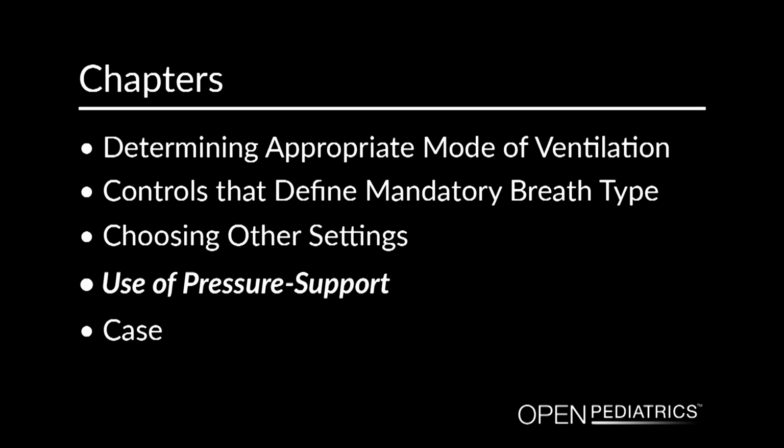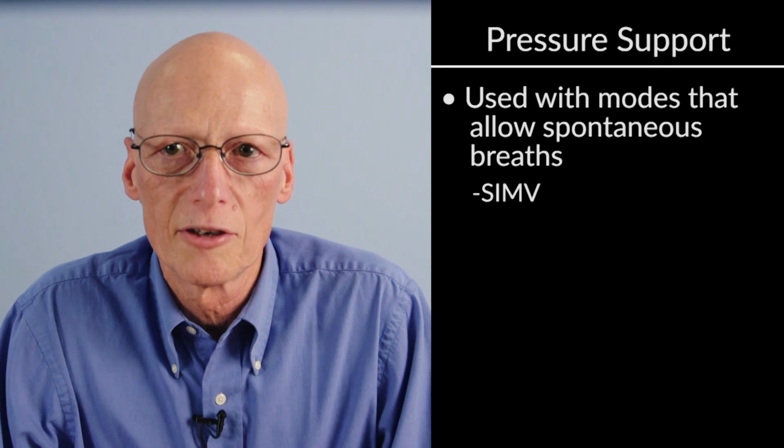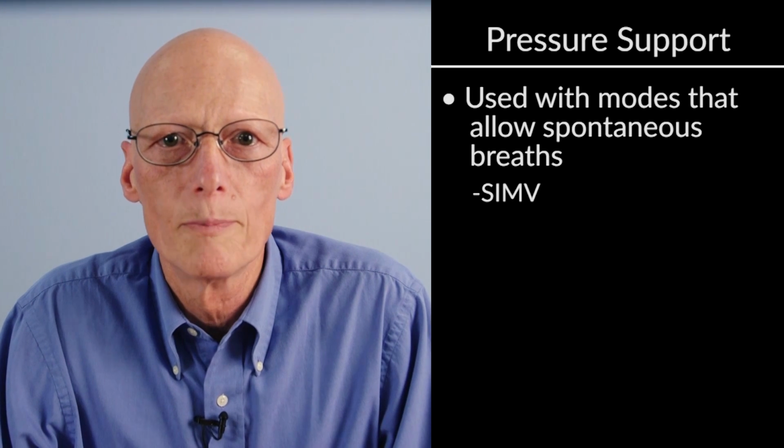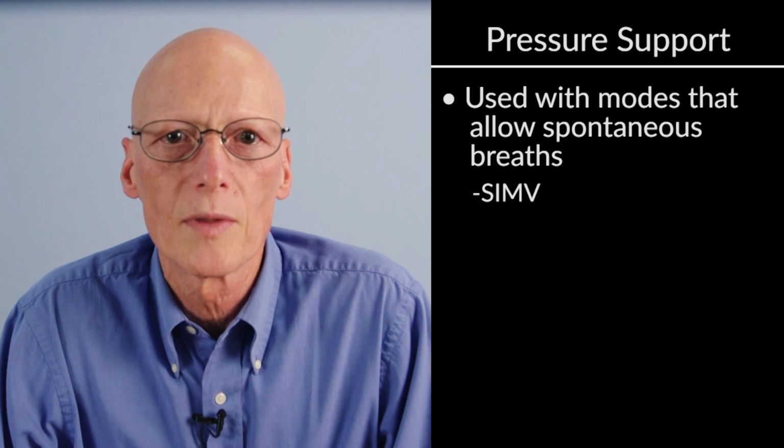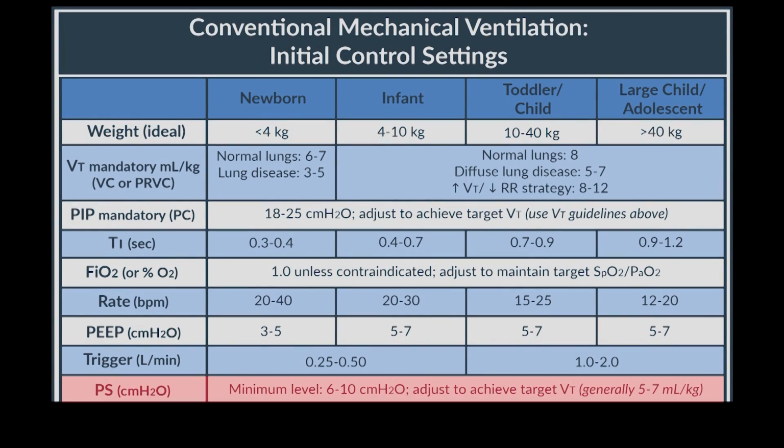Use of pressure support. With modes of ventilation that allow spontaneous breathing, such as the synchronized intermittent mandatory ventilation mode, we do have the option to support the patient's spontaneous breaths with pressure support. And we'll generally start with some minimal level, 6 to 10 centimeters of water pressure, for instance, to overcome the resistance of the endotracheal tube. But once the patient is breathing spontaneously, we will titrate that level to achieve a tidal volume of 5 to 7 milliliters per kilo, which we consider a normal spontaneous tidal volume.